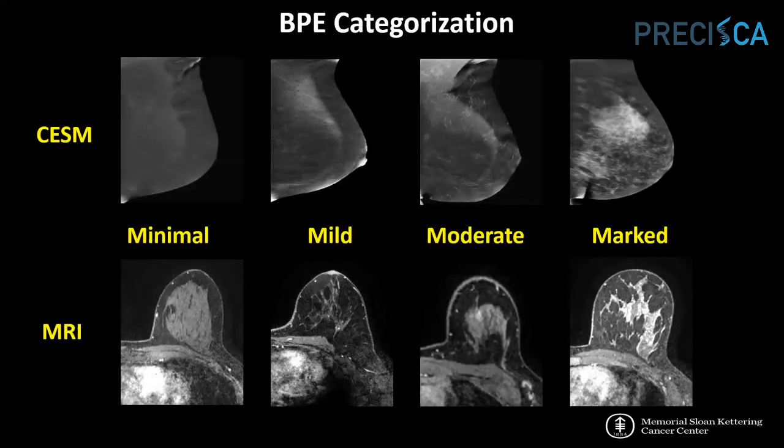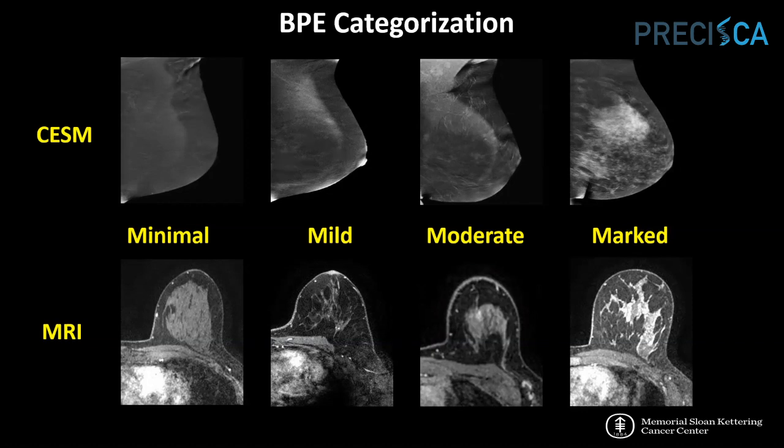When we do MRI, we characterize density, but we also characterize something called background parenchymal enhancement. And this is the enhancement of normal breast tissue, which is something that we look at both on MRI, and if you can see on the top images, this is for contrast enhanced mammography, which is a technique which is similar to MRI, where we give women dye, which helps us find cancers earlier. And so for BPE the categories are minimal, mild, moderate, and marked.